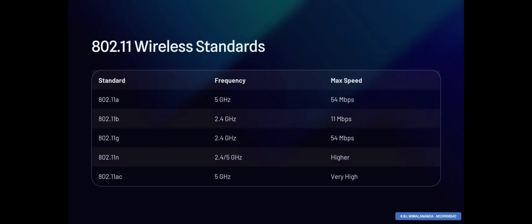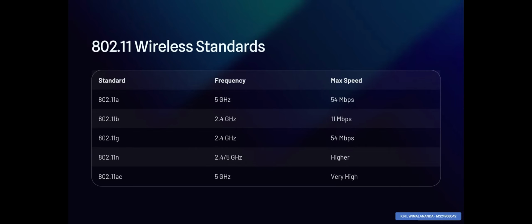So there are several wireless standards. The IEEE 802.11 family defines various Wi-Fi standards, each with different characteristics. The first one, 802.11a, operates in the 5 GHz band and offers speeds up to 54 Mbps.